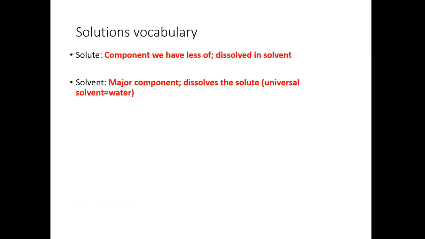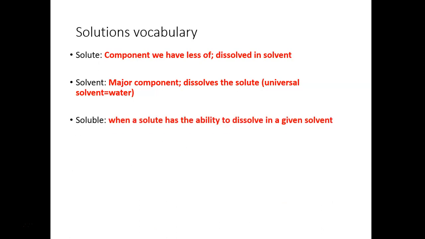Okay, so let's talk about some vocabulary. A solute is basically the minor component, the component we have less of, and it's dissolved in the solvent. The solvent is the major component, and it dissolves the solute. Now, the most common solvent you're going to see is water, and we actually call this the universal solvent. That's kind of a misnomer. Universal solvent would imply that water dissolves absolutely everything, and we know it doesn't, right? You know that oil doesn't dissolve in water, for example, but water does dissolve many, many things, and it's probably our most common solvent.